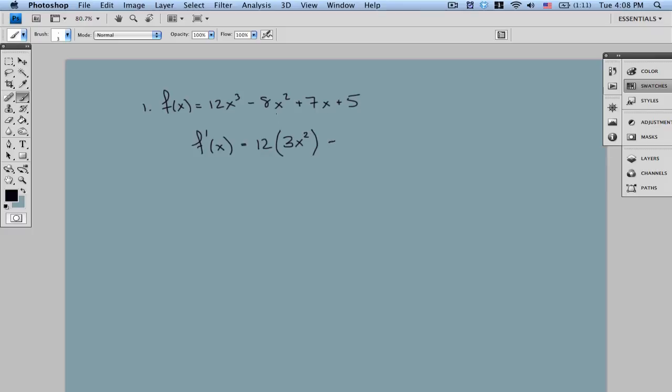The next term is 8x squared, so the 8 can stay. And then we'll just take the derivative of x squared. Bring that exponent down, subtract 1 from the exponent. So you get 2x to the first. X to the first is just x, so we'll leave it like that.